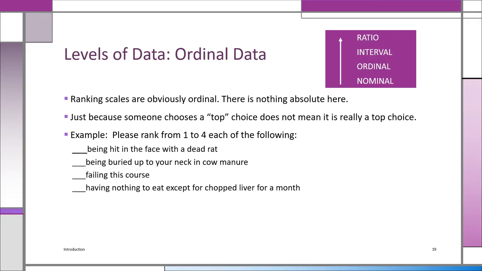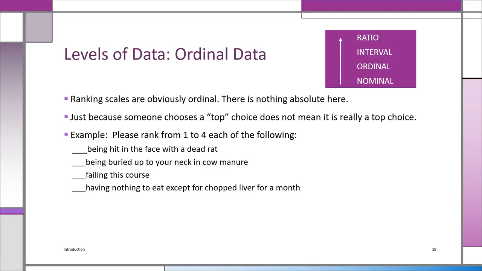Now, another problem with ordinal scales. Look at this example. We ask you to rank four scenarios: being hit in the face with a dead rat, being buried up to your neck in cow manure, failing the course, and having nothing to eat except chopped liver for an entire month. Now you can rank them 1, 2, 3, 4, but that doesn't mean you like any of those choices. Presumably none of those four is something you want. So ranking doesn't tell you that just because I ranked something 1, it's something I like. It may just be better. I'd rather fail the course than be buried up to my neck in cow manure, perhaps.